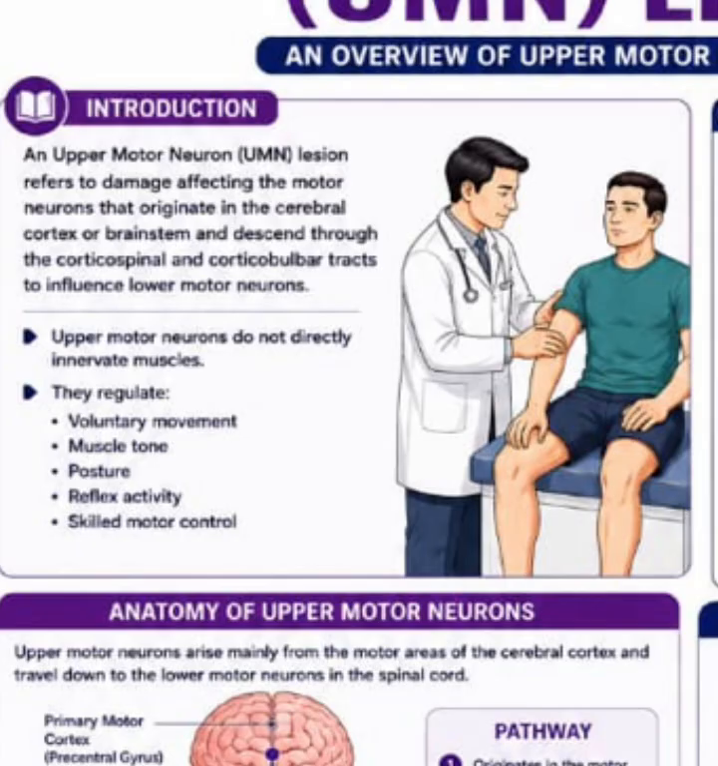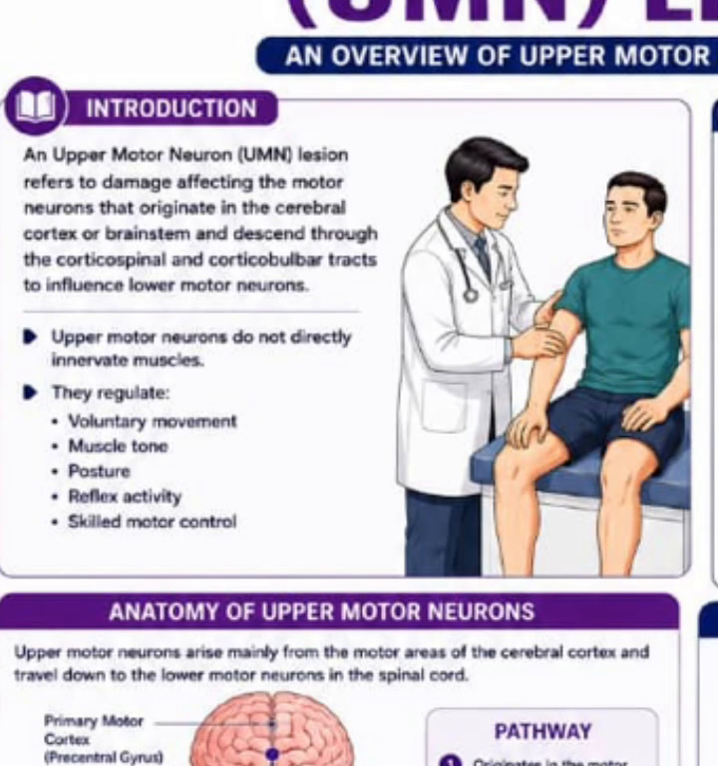Now, what is an upper motor neuron lesion? This refers to damage that affects the motor neurons that originate from the cerebral cortex and the brainstem and descend through the corticospinal and corticobulbar tracts to influence the lower motor neurons. Are you getting now? So the upper motor neuron influences the lower motor neuron.